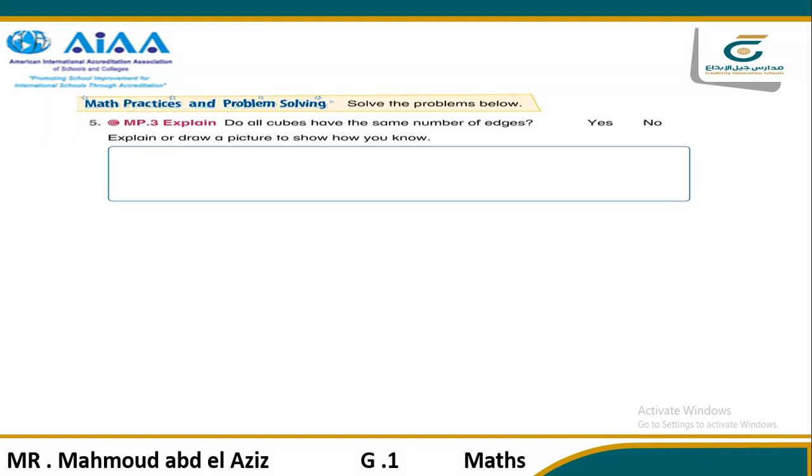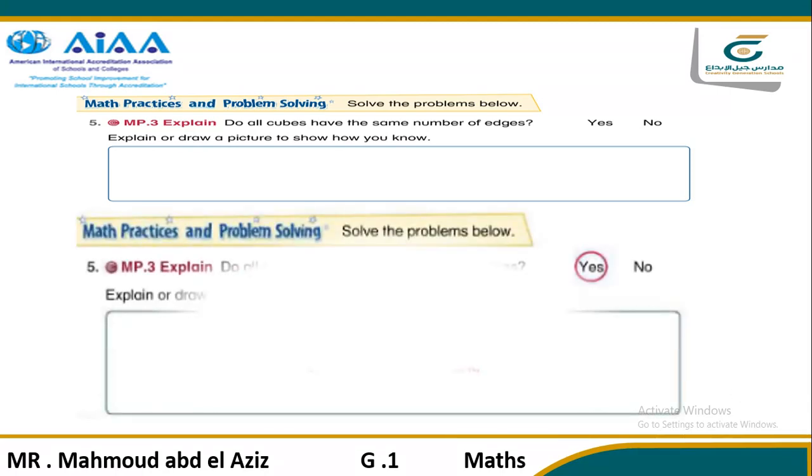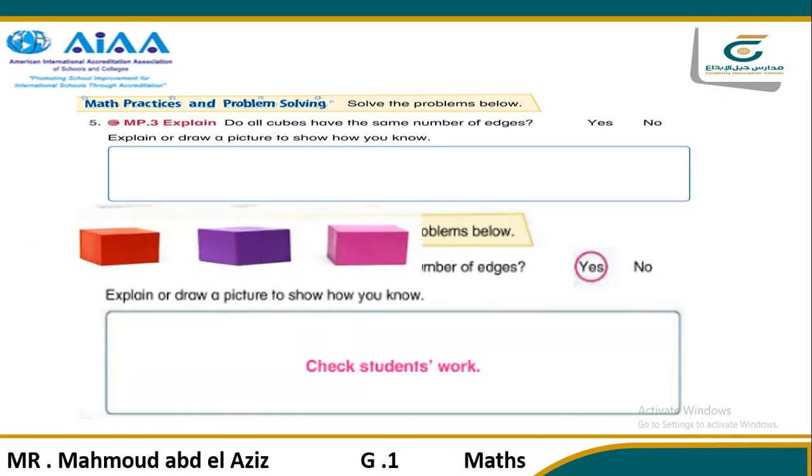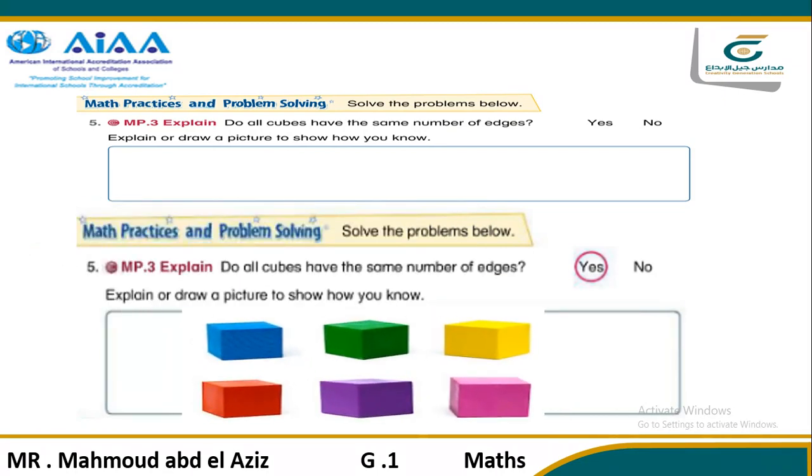So another question here. Do all cubes have the same number of edges? Yes or no? Explain or draw a picture to show how you know. Of course, it's yes. Why here? That's 6 cubes here. All of them have 12 edges. The blue one or the green or the yellow or red. So all cubes here have 12 edges.